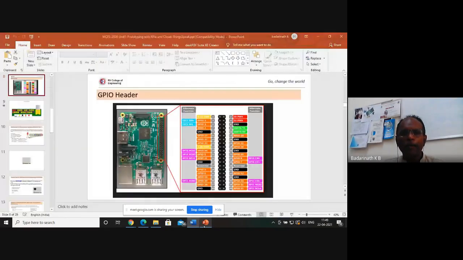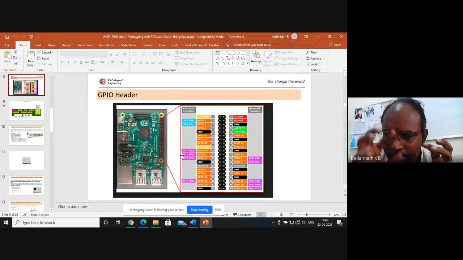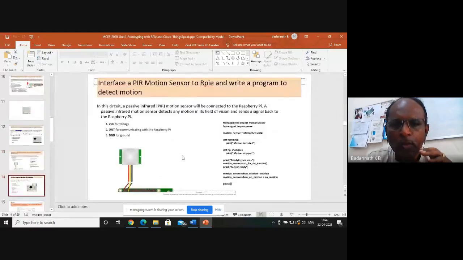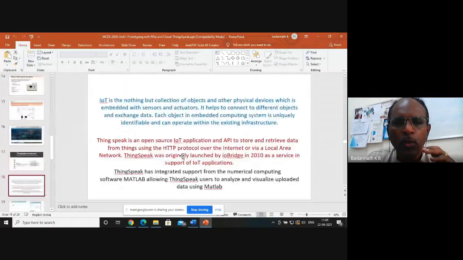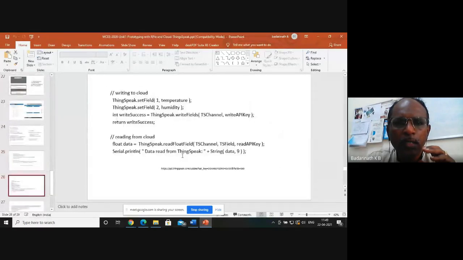Now, going back to my program. I have understood the connections. I have understood the protocol of DHT11. Now I have to write a program in the RPi and send the data. So I'll go to the program now.